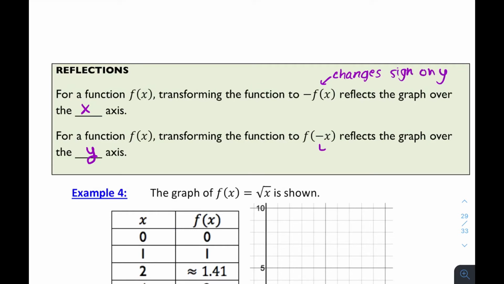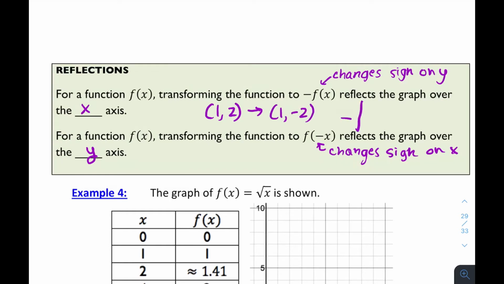So if you think about a point, the first situation changes the sign on your output, or y. The second situation changes it on your x's, your input. So say you have the point (1, 2). If I change the sign on my y-coordinate, then that point is going to get flipped across my x-axis. If you go the other way and change the sign on my x-coordinate, now I'm going the opposite direction horizontally, and it is going to flip that point across my y-axis. So if you can't remember which is which, just draw yourself a picture.